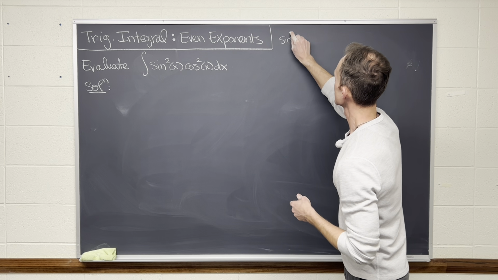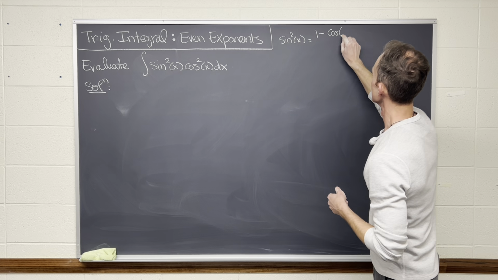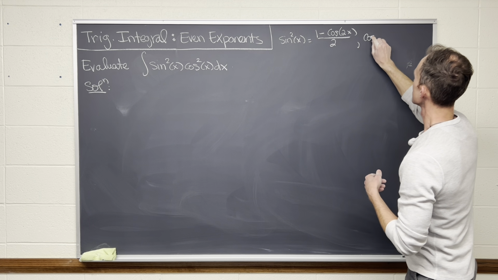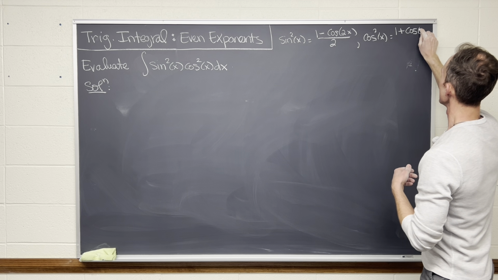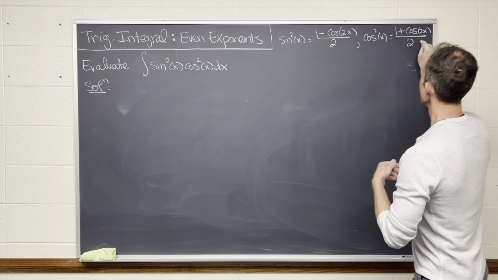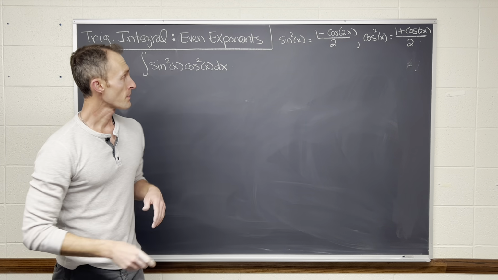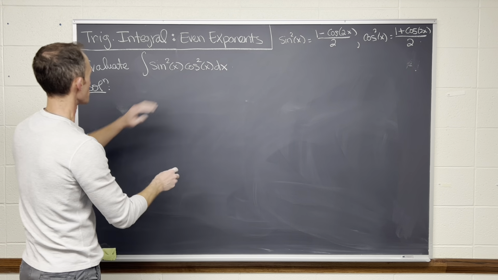So you have sine squared of x that's equal to 1 minus the cosine of 2x all over 2. And then the cosine squared of x is equal to 1 plus cosine of 2x all over 2. And you have to use those when evaluating this integral, okay? So how do I do that? Well, I know sine squared and cosine squared are equal to that, so let's plug in directly.